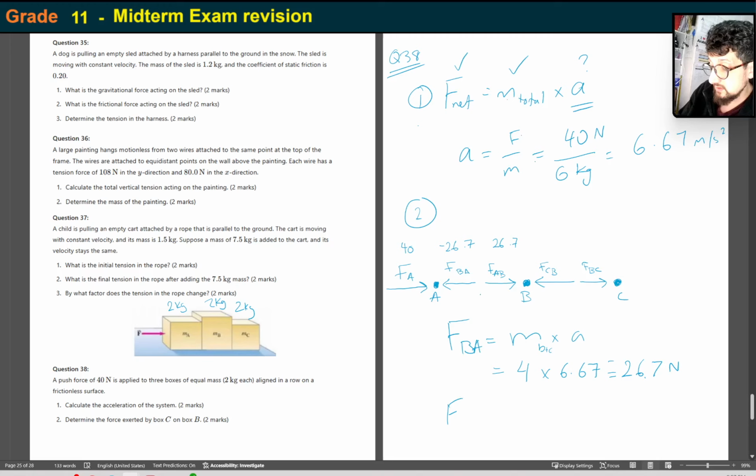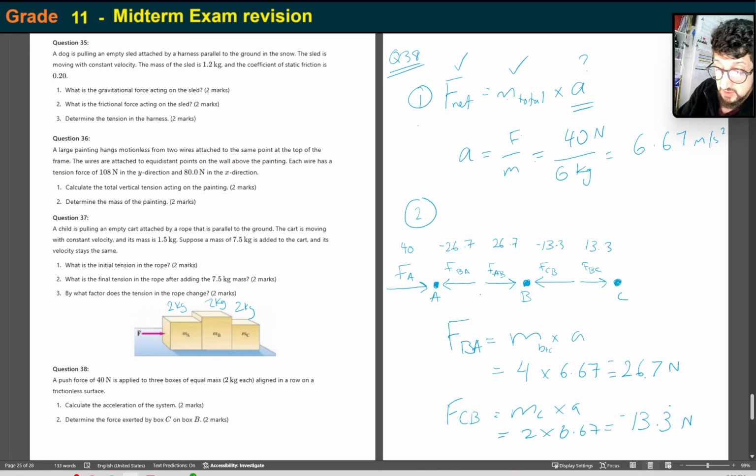And so here the force of C on B is going to be the mass of C multiplied by the acceleration, which is going to be 2 times 6.67. And that's going to equal, once again, negative 13.3 newtons. So that's negative 13.3, and that's 13.3.